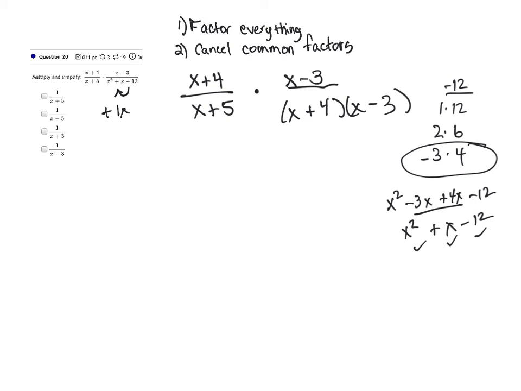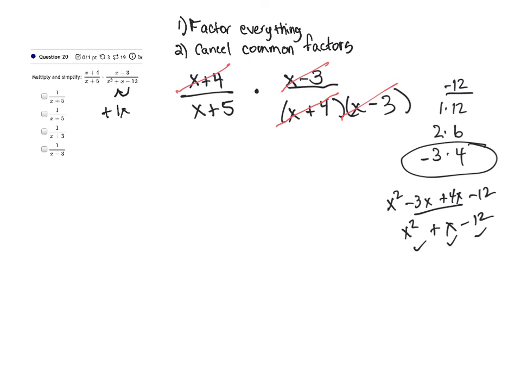So now we need to cancel common factors. I'm going to start at the left. X plus 4 on top. Do I have an x plus 4 on bottom? Yes. Now it doesn't have to be on the same fraction. It can be on another fraction as long as it's opposite. If it's in the numerator, it has to cancel with something in the denominator. So then I have x minus 3 and I have an x minus 3 here.